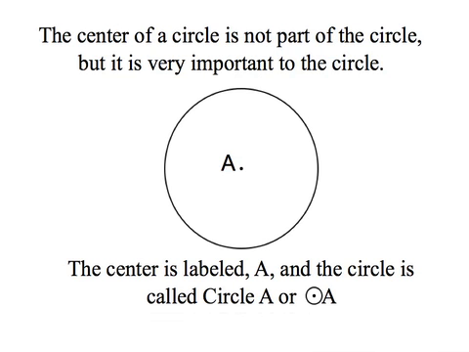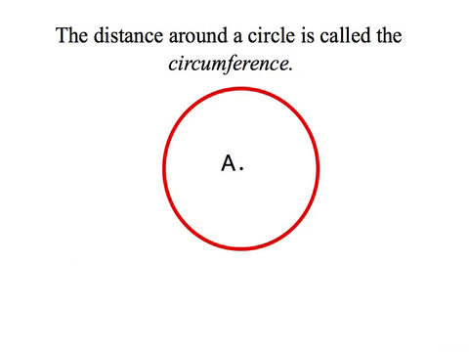In this circle, the center is labeled A, and the circle is called circle A, and we often use the symbol, which is a very small circle with a dot in the middle, as shown in the lower right. The distance around a circle is called the circumference.